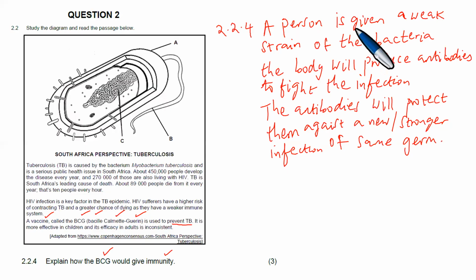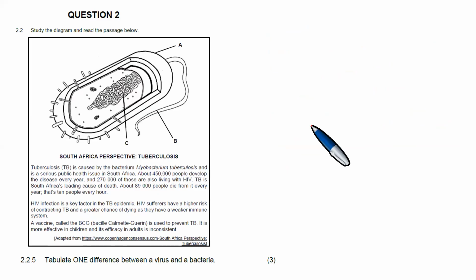In the process, it will protect them against a new or stronger infection. So in the end, the children are protected from a new or stronger infection of the same germ. That is how the BCG would give immunity: the body produces antibodies when the weak strain of the bacteria is given. Okay, so we continue.